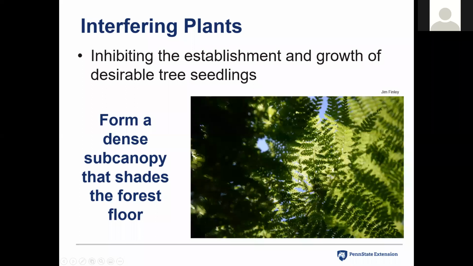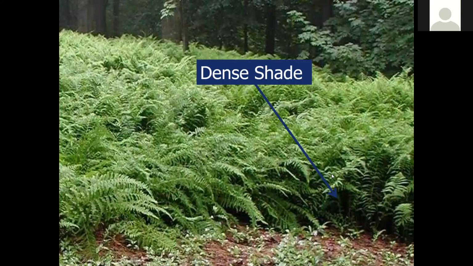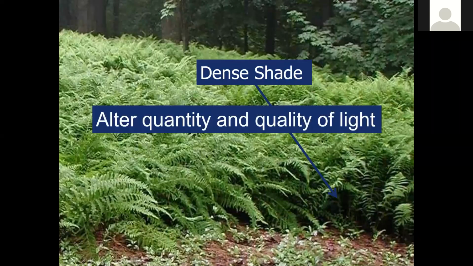So imagine if you were a seed that fell on the forest floor and you had to try and germinate, grow, and develop beneath this shade. The quantity and quality of light coming through that fern canopy in and of itself is inhibiting enough to prevent that regeneration process from occurring. So here's another image where you can really see how dark and shady it is underneath this dense fern canopy. And that alters the quality and quantity of light.